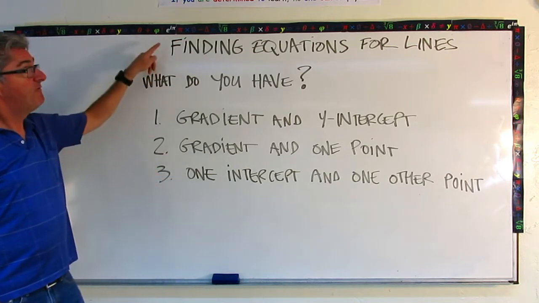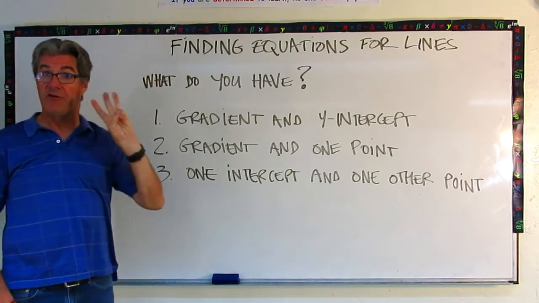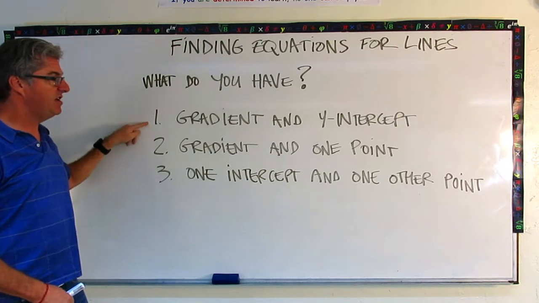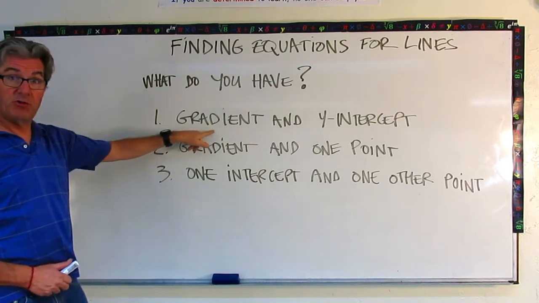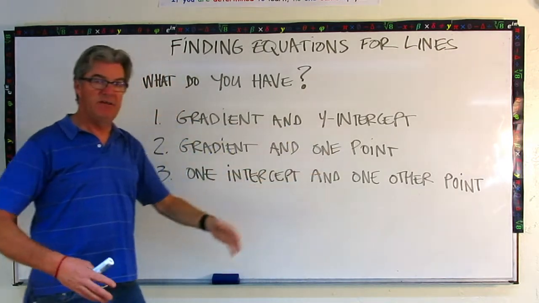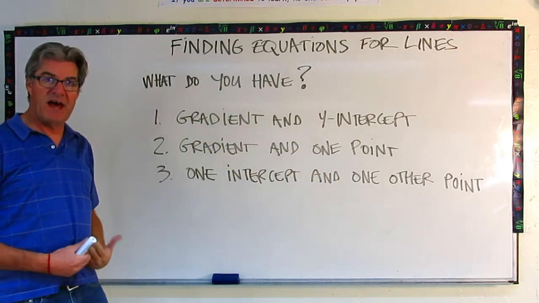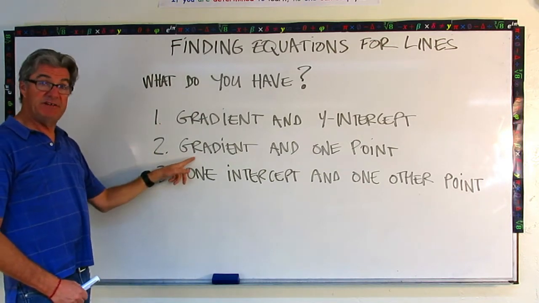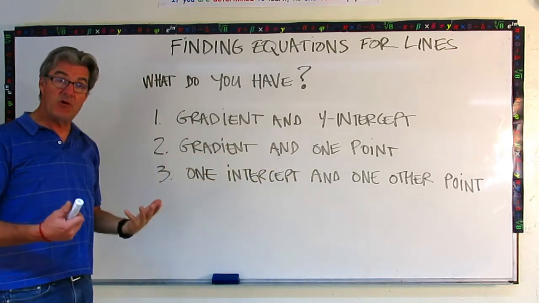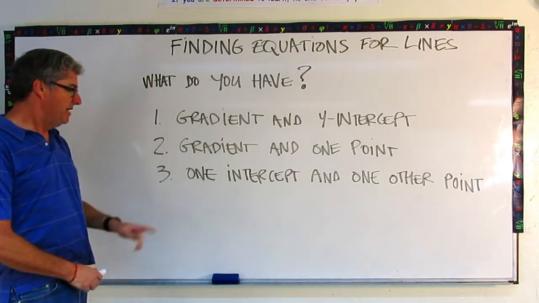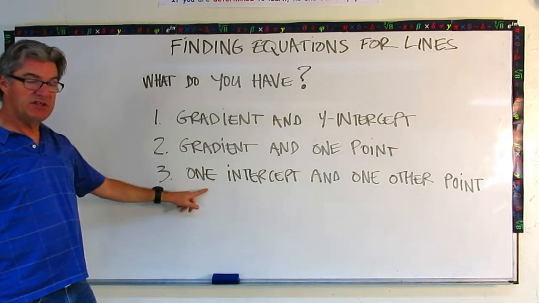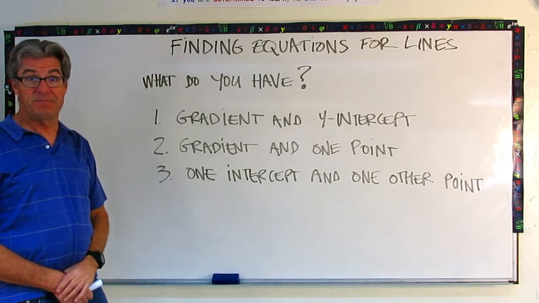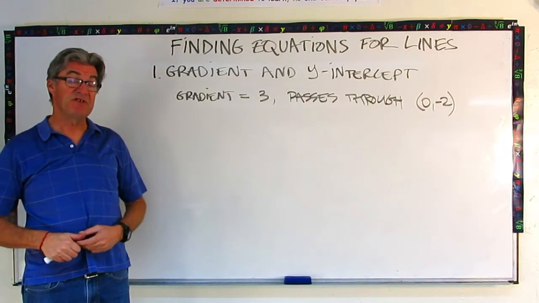Okay, today's topic, finding equations for lines. And we're going to go over 3 different techniques. I'm going to outline them real quickly right there and then we'll dig in. So, first technique, if you have the gradient or the slope and the y-intercept, then you can come up with the gradient-intercept form of that line equation pretty quickly. Secondly, you might not have this, but you might have the gradient and one point. So that's another way you can create the equation for a line. And then lastly, if you have one intercept and one other point, you can also create the equation for that line.